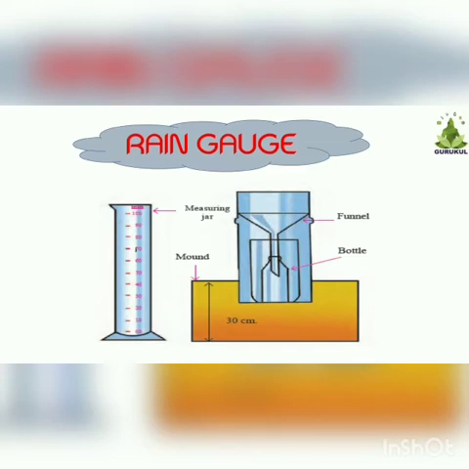The gauge is kept in an open ground on a 30 centimeter high flat mount. Hence, the rainwater is collected without any obstruction.